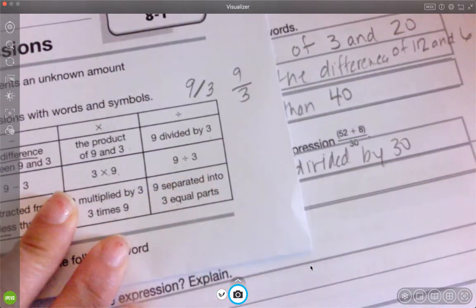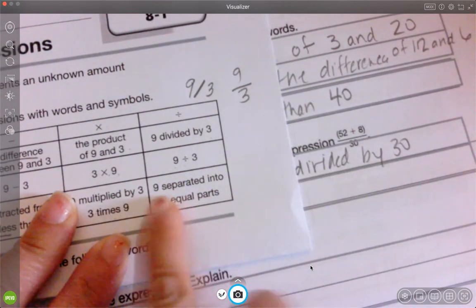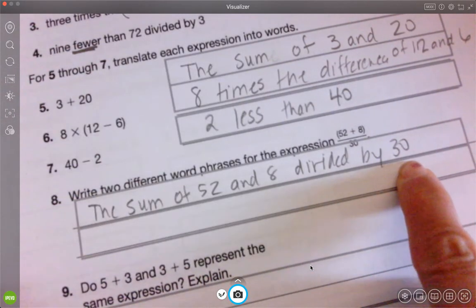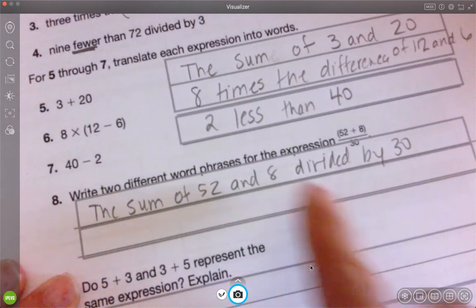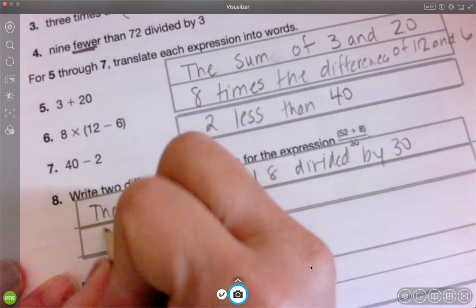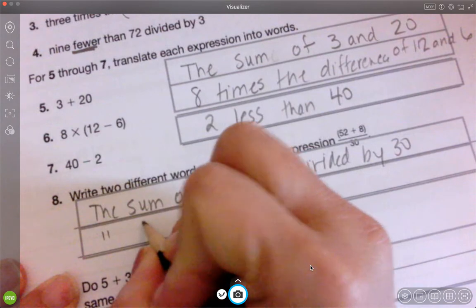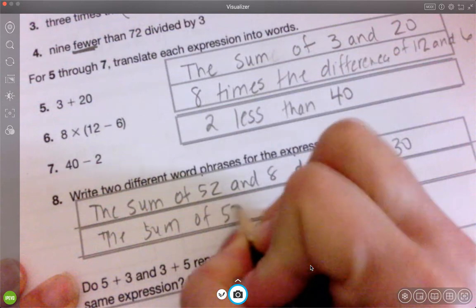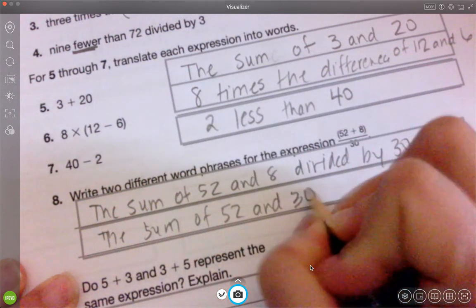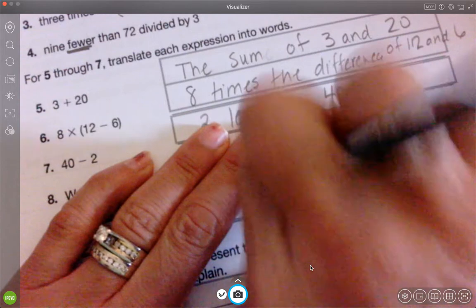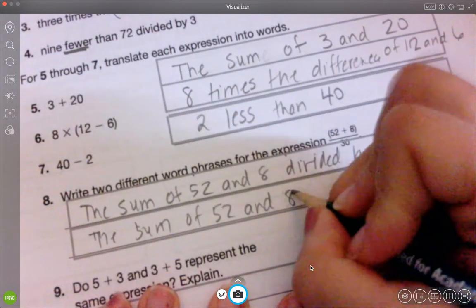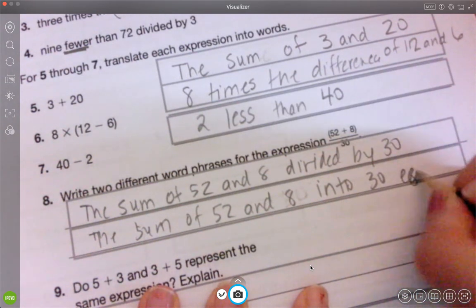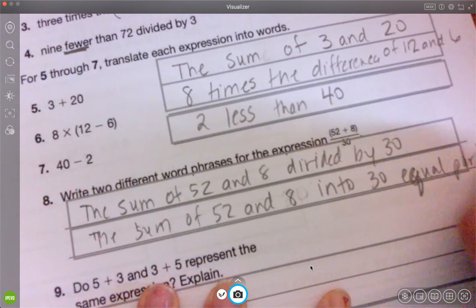Here's my division column. I could put it into 9 divided by 3, or 9 separated into 3 equal parts. So I could do that here. The sum of 52 and 8 into 30 equal parts. So I'm going to just copy that down. The sum of 52 and 8, sorry, into 30 equal parts. Yikes, I'm running out of space.